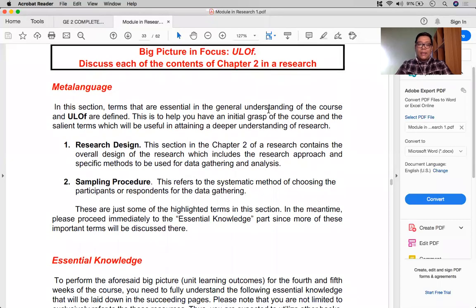This refers to the systematic method of choosing the participants or respondents for the data gathering procedure. Before we proceed, allow me to emphasize first that Chapter 2 or the contents of Chapter 2 may vary from one academic institution to another, because in other higher educational institutions, Chapter 2 contains the review of related literature and studies, whereas in other HEIs, Chapter 2 is exclusive only for the methodology. The review of related literature and studies is embedded in Chapter 1. That's for some other institutions.